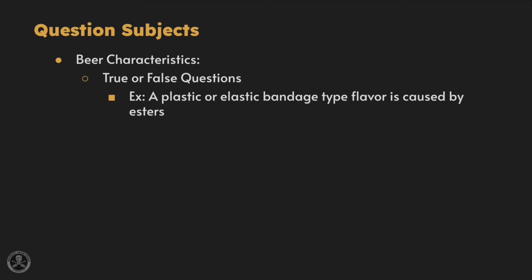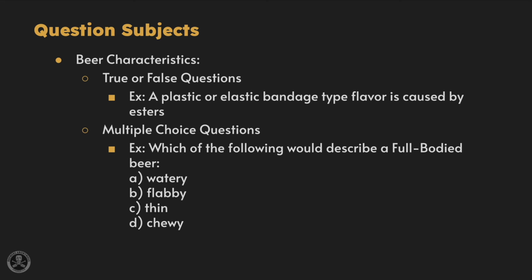Going into the subject of beer characteristics, the true or false question example could be: a plastic or elastic bandage type of flavor is caused by esters. That's false. That's more of a phenolic type flaw or issue in the brewing or even packaging process. Multiple choice question example. Which of the following would describe a full-bodied beer? A, watery, B, flabby, C, thin, or D, chewy? In this case, D would be the most appropriate answer, chewy.